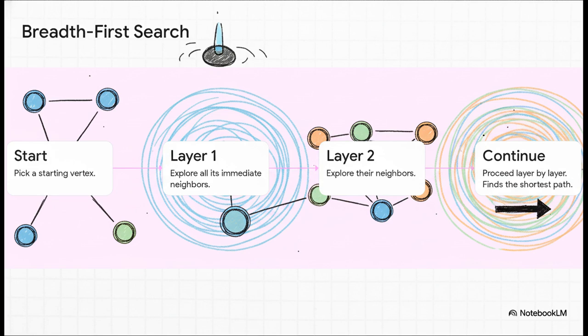The best way to think about this is to imagine dropping a pebble into a calm pond. The ripples spread out, right? One layer at a time. BFS does the exact same thing. You start at one vertex, visit all of its immediate neighbors, then you visit all of their neighbors, and so on, spreading out layer by layer. And the coolest part? This strategy is guaranteed to find you the absolute shortest path between 2 points.